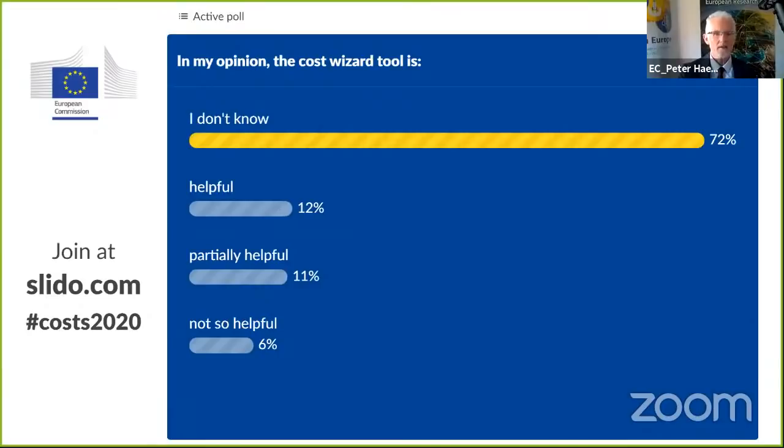Okay, again, very clear result, and this confirms our impression on the actual use of this wizard. We see that not many of our beneficiaries are yet using it, maybe because they are not aware of it. But at least some of you who have used it find it at least partially helpful. Following this result, we will maybe in the question and answer session come back to this wizard and maybe also point you to a detailed guide that is available on our portal if you indeed want to use this wizard.